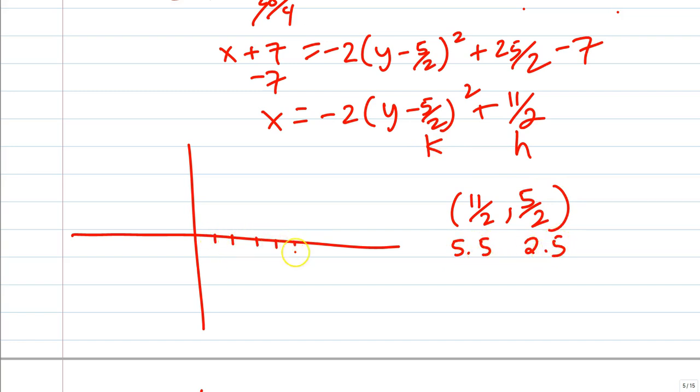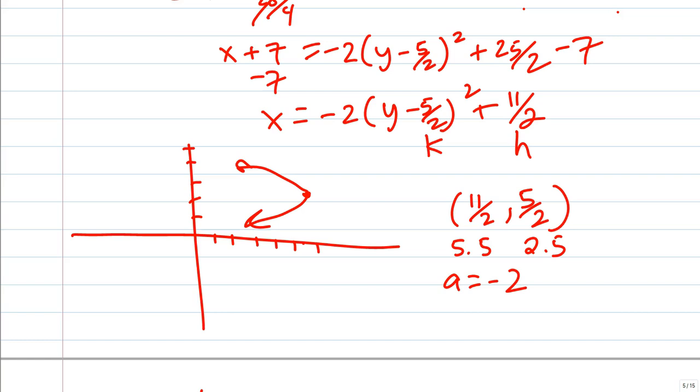1, 2, 3, 4, 5. 1, 2, 3, 4, 5. So over 3, 4, 5 and a half, up 2 and a half. And because our a is negative 2, the parabola opens to the left. I will not ask anything that complicated, but I like to introduce that to you because you need to be able to complete the square. You need to be able to find the vertices. This would be the level of question we would be asking in a pre-calc. And it's everything you've already learned, so don't make it any more complicated than that.